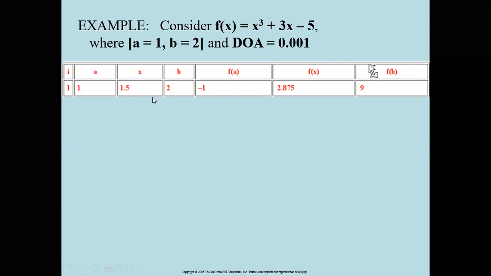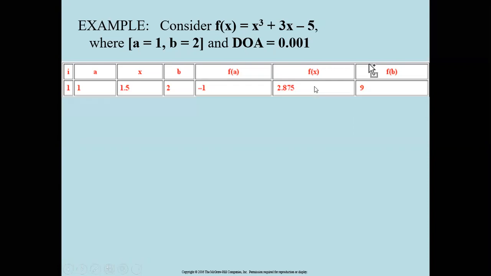Of course, we need to tabulate our values to solve this problem. So we need to create a column for the values of a and b. This is given: 1 and 2. To solve for the value of x, we use the formula (a + b) / 2. So 1 plus 2 is 3, divided by 2 is 1.5. And we need to add another column for f(a) and f(b) as well as f(x).